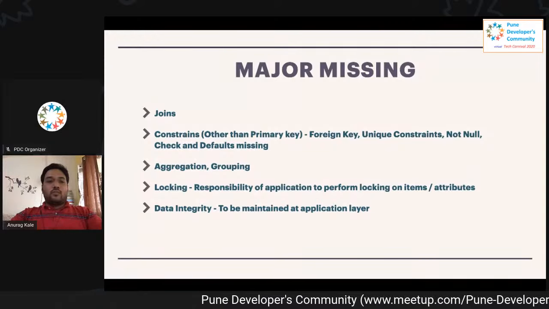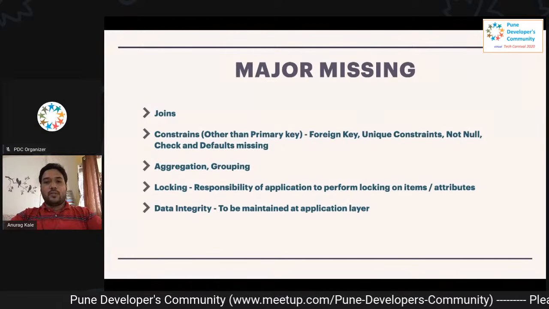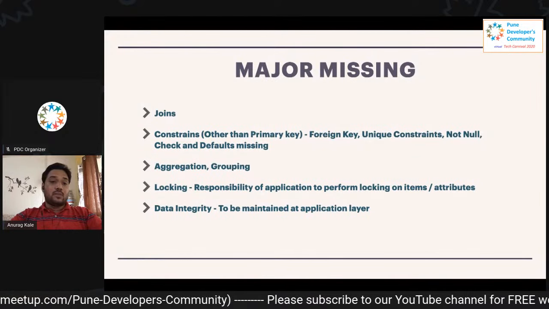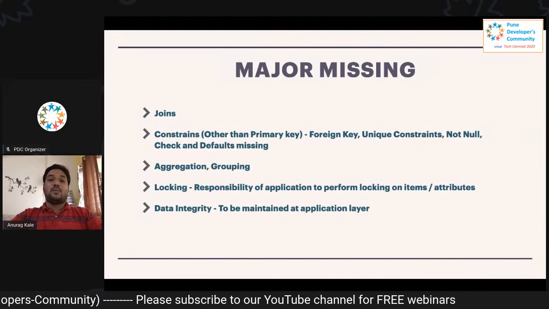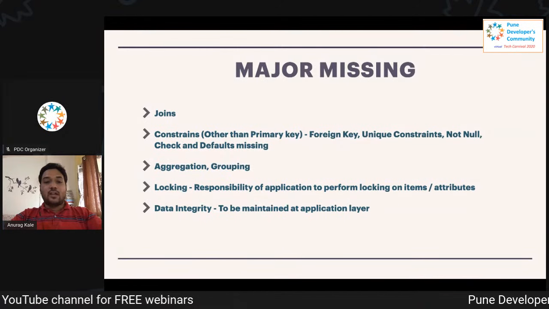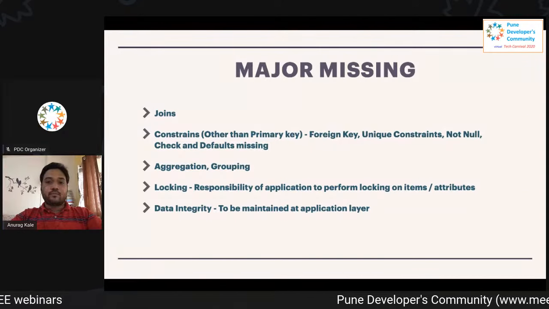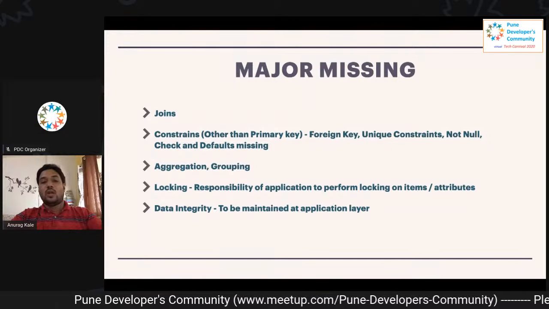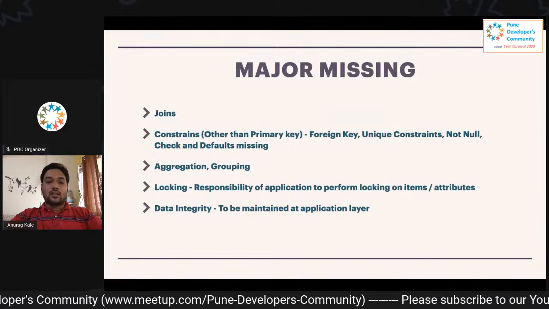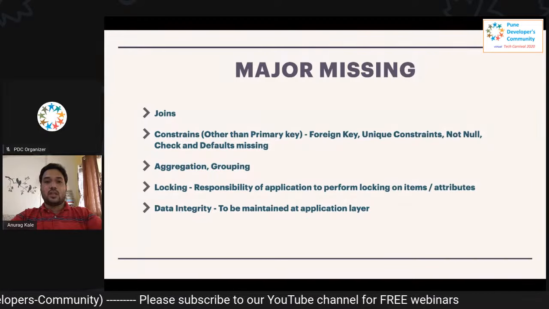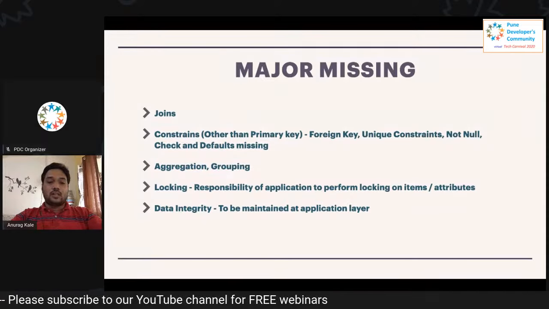Also, there are a few major things missing when compared to relational databases. Like we mentioned, there is no join. We are also missing constraints: other than the primary key, you do not have any constraints. You do not have aggregation and grouping by default. There are some advanced design patterns by which you can do aggregation and grouping, but again, it is something we are used to having by default in relational databases.